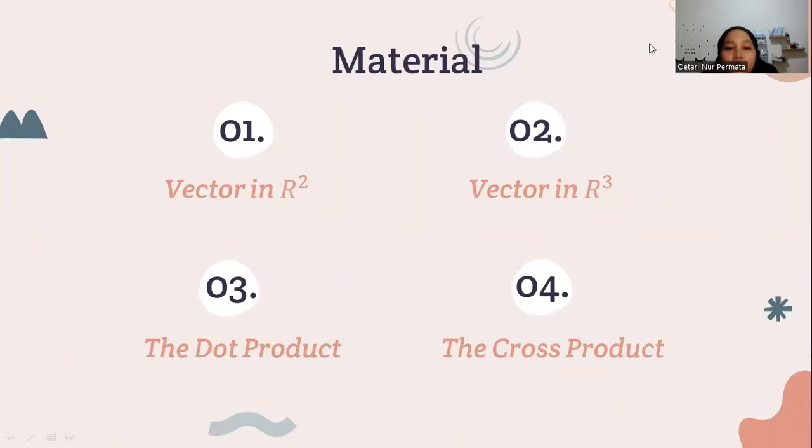Hello, Assalamualaikum guys. I will explain the material: first, vectors in R², vectors in R³, and then the dot product and lastly the cross product.